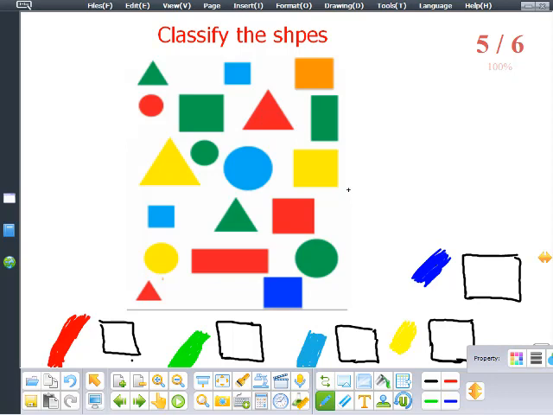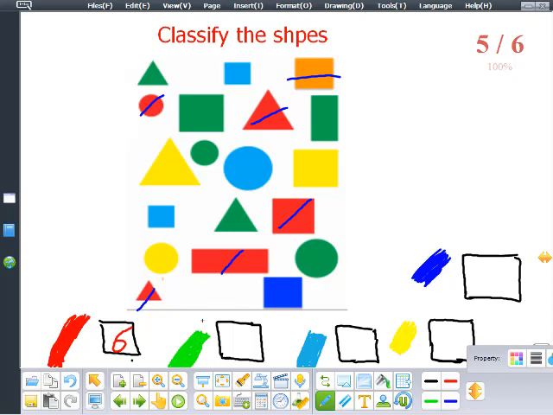Now we count by colors. For example, we count only the red shapes. Let's count only the red shapes. 1, 2, 3, 4, 5, 6. How many red shapes do we have? Here we have 6 red shapes. Right, number 6. What about the green shape?